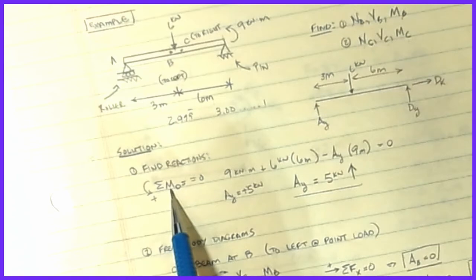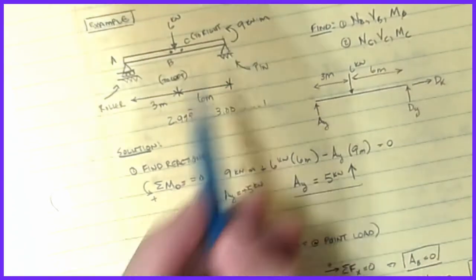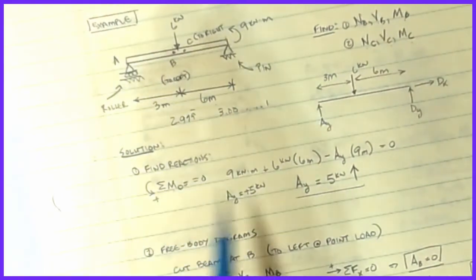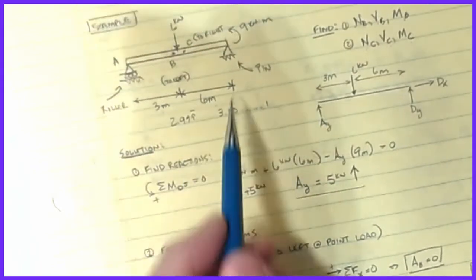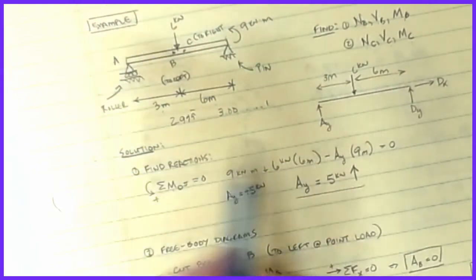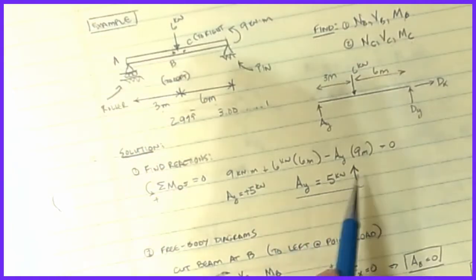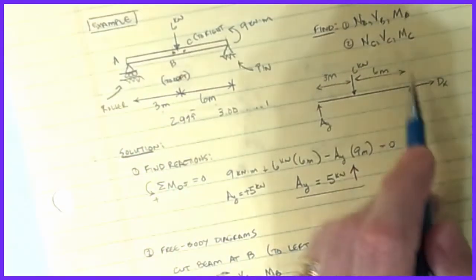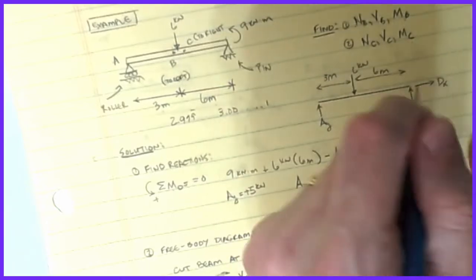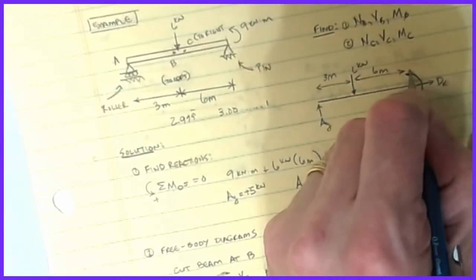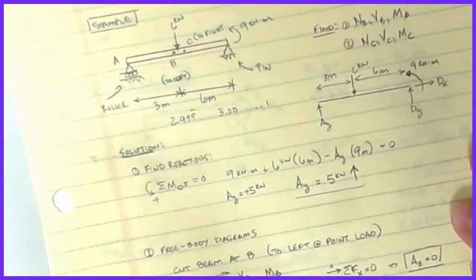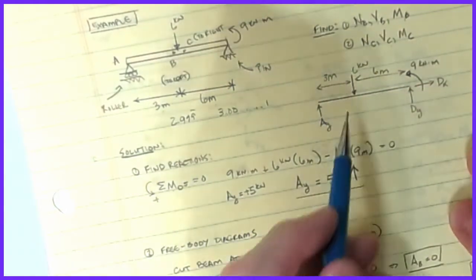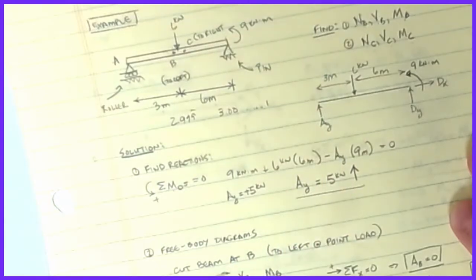I'm going to sum moments about my point D, which is this point here. So I'm going to take a positive 9, plus 6 times its distance of 6 gets me 36, and then minus my AY reaction multiplied by 9. So all of this is coming off of this picture, right? And there should be a moment in the amount of 9 kilonewton meters there. All right, and if I do that, I find out that my AY reaction is 5 kilonewtons acting up.